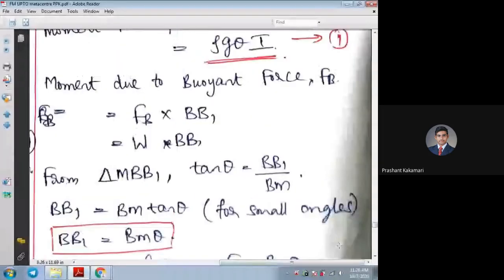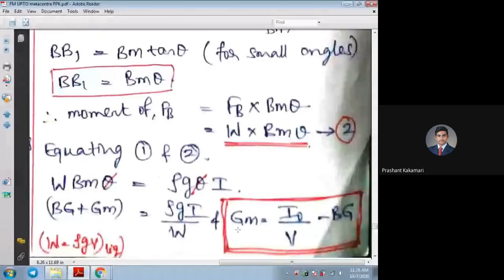So finally what we can do now? Now we can tell the metacentric height GM, or center of gravity to metacenter point, is given by the ratio of moment of inertia on the top surface to the volume which is submerged, minus the distance between buoyancy point to the center of gravity. So this equation, all of you note down carefully.